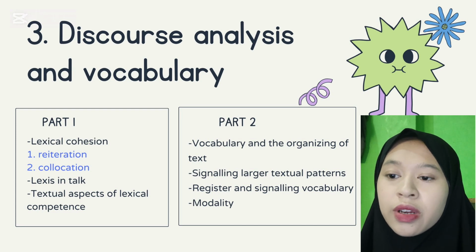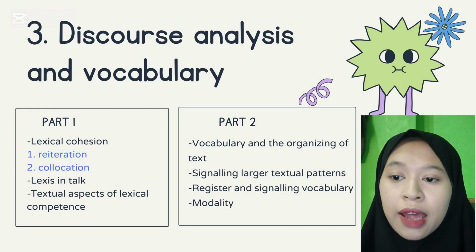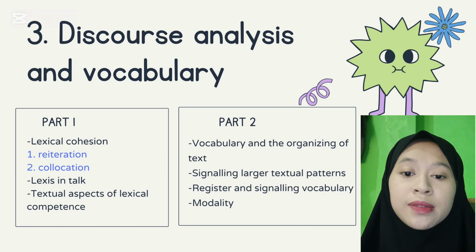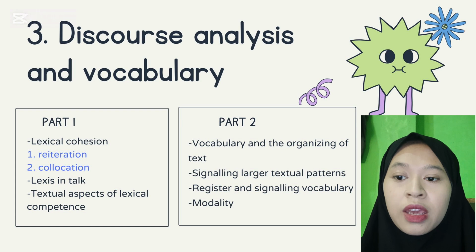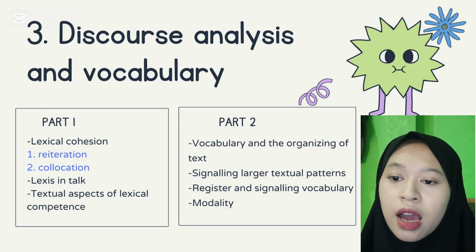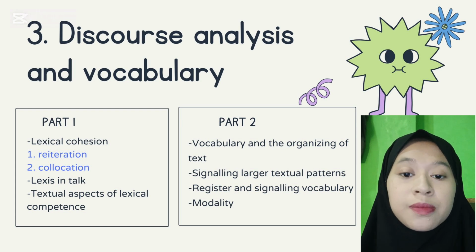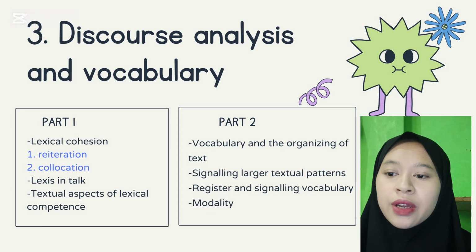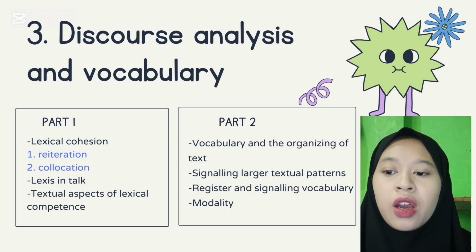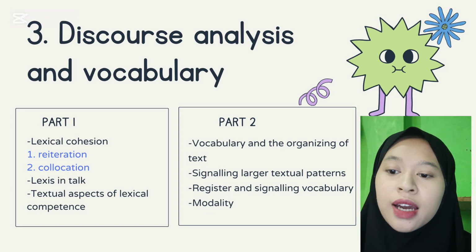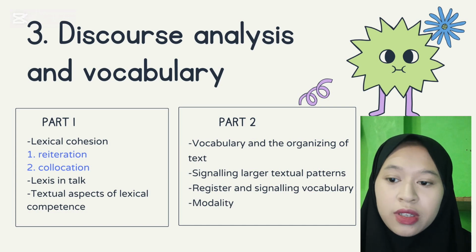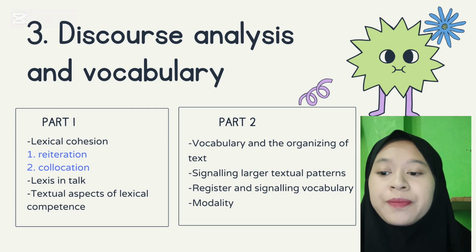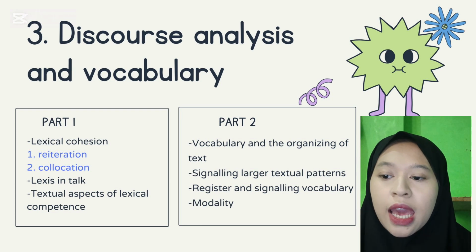Another example, rose and flower are related by hyponym. Rose is a hyponym of flower. Eggplant and aubergine are related by synonym. Okay, there is collocation. Collocation is words that commonly occur together. For example, fast food, make a decision, and take a break.